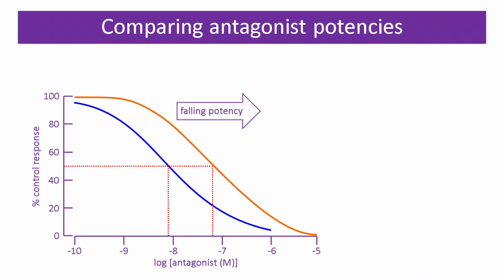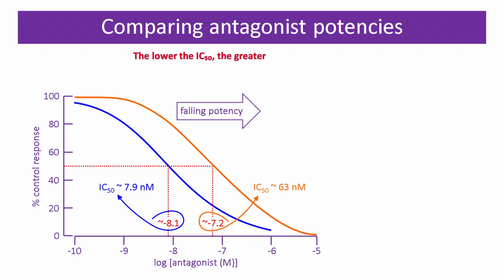While the original antagonist has an IC₅₀ of around 8 nanomolar, the second antagonist has an IC₅₀ of approximately 60 nanomolar, making it nearly 10 times less potent. This illustrates a key principle. The lower the IC₅₀, the greater the antagonist potency.